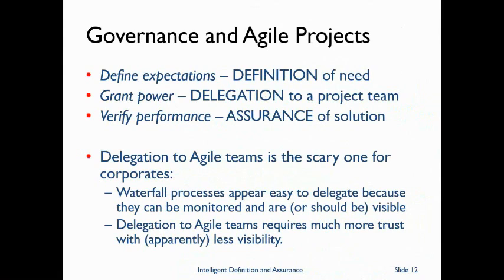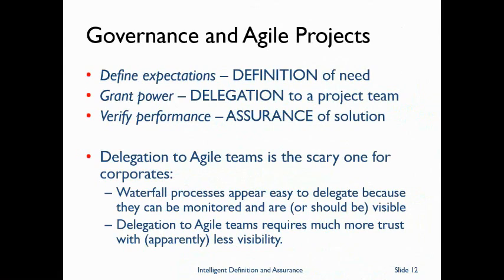But there's a bit more to assurance, but it's about having confidence about the quality of the delivery of the solution. Now, delegation to agile teams is a bit scary for corporates. If you think back to waterfall structured projects, those approaches and processes appear familiar and safer because they can be delegated. We can define a process and say, follow this process, produce this documentation, get me involved at these checkpoints so I can inspect progress and see for myself where we are.